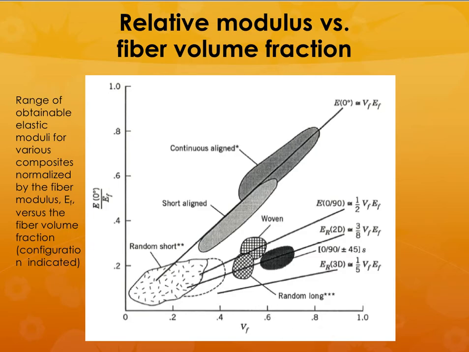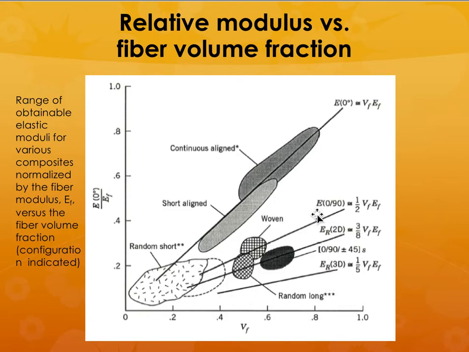So you can see that if you plot the properties of a composite depending upon the fiber volume fraction, and depending upon whether it is continuously aligned or short alignment or random short materials, these properties are completely different. If you have continuous alignment, it gives you the best properties. If it is random short fiber orientation with the fibers in all different directions, it does not give you very high properties.